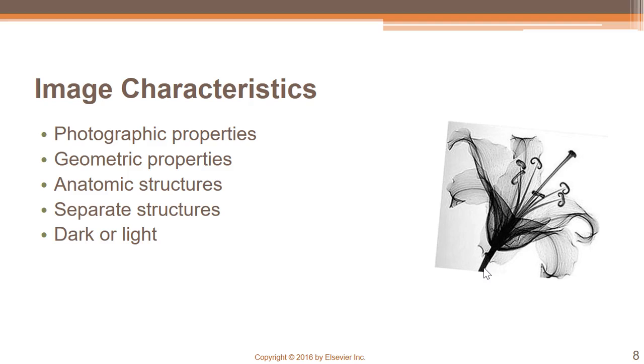But when we look at the geometric properties, which is what we've kind of already talked about before, we want to know if the product or the part that we have just x-rayed is true to life. Is it exactly what we expected? Or is it distorted? And if it's distorted, what caused that distortion? Can we see bony detail if we're looking at the bones? And is it sharp enough that is what we call diagnostic quality? So photographic properties here: structures being separate, dark or light, and then geometric properties: true to life, bony detail, and sharpness.